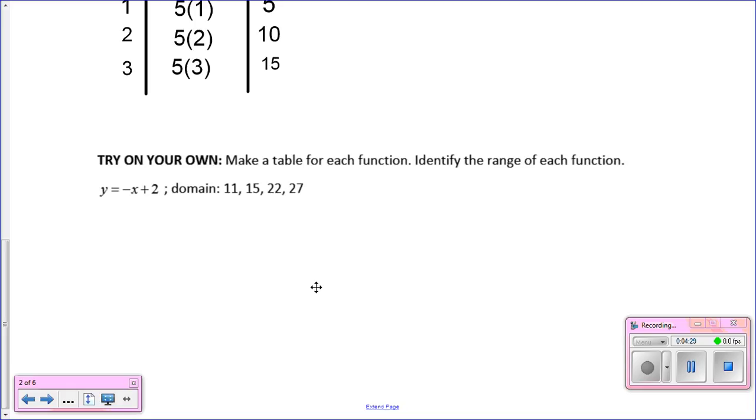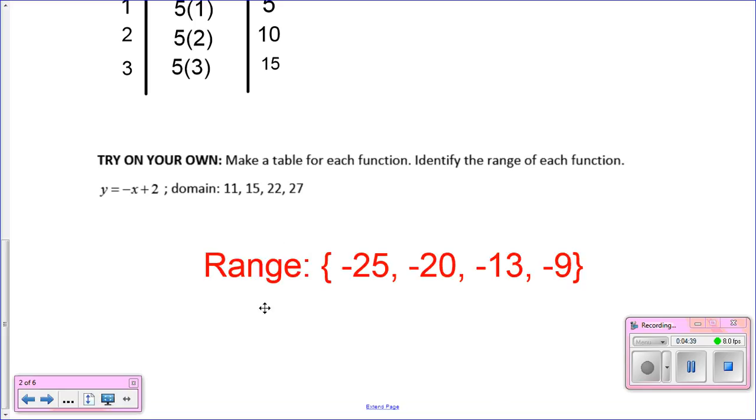Okay. So, welcome back. You had to find the range using this equation and these x values, or the domain. And the range that you should have gotten would be negative 25, negative 20, negative 13, negative 9. And yes, that is the order it should be in. It's exactly how it should be written out, because remember, range and domain need to be written in order from least to greatest, no repeats. And remember, that's going to be on your quiz next class. Alright.